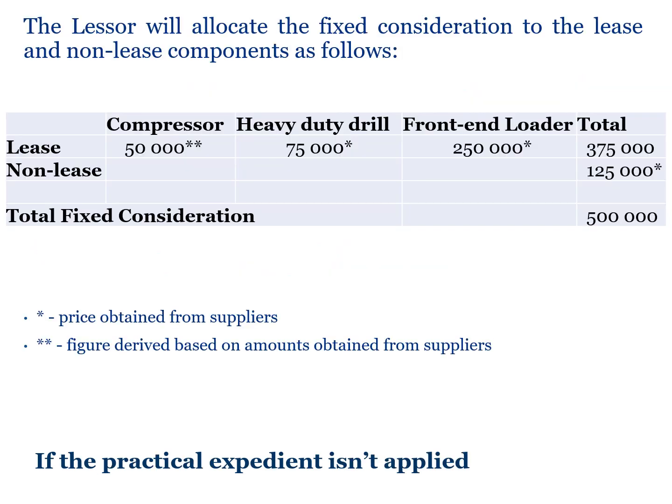If they choose not to apply IFRS 16 to the entire contract, then once again, they would need to go out there and split it out. And as I said, here what I've done is I've split out the different items. We've split out the lease for the compressor, the heavy duty drill, and the front end loader. We've also split out the maintenance contract separately, and it would account for the total consideration of $500,000 split between the lease component and the non-lease component.